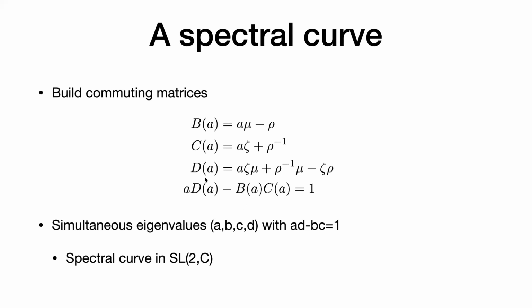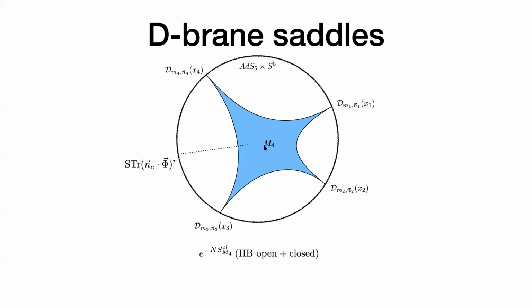The second test we did was to do a calculation like this. So we inserted, within the chiral algebra, some single trace operator representing a closed string.